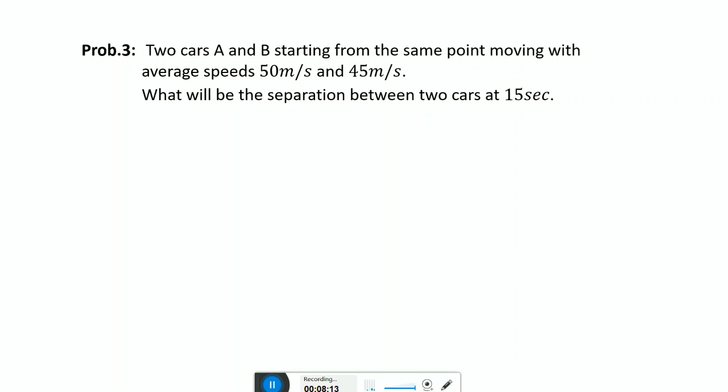So meaning of 5 meter per second is in 1 second separation will be 5 meter.